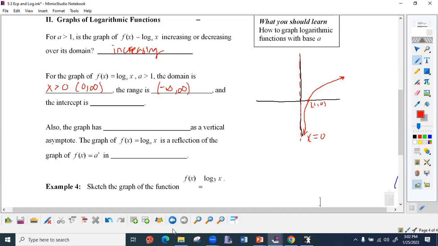And where did we say our intercept was? 1, 0. So analyzing our graph, the graph has x equals 0 as a vertical asymptote, right? That's my imaginary boundary line.